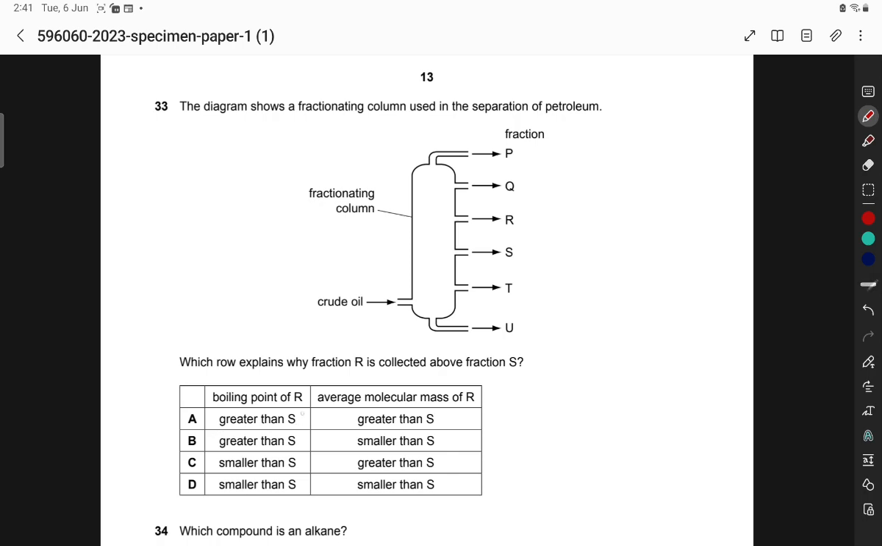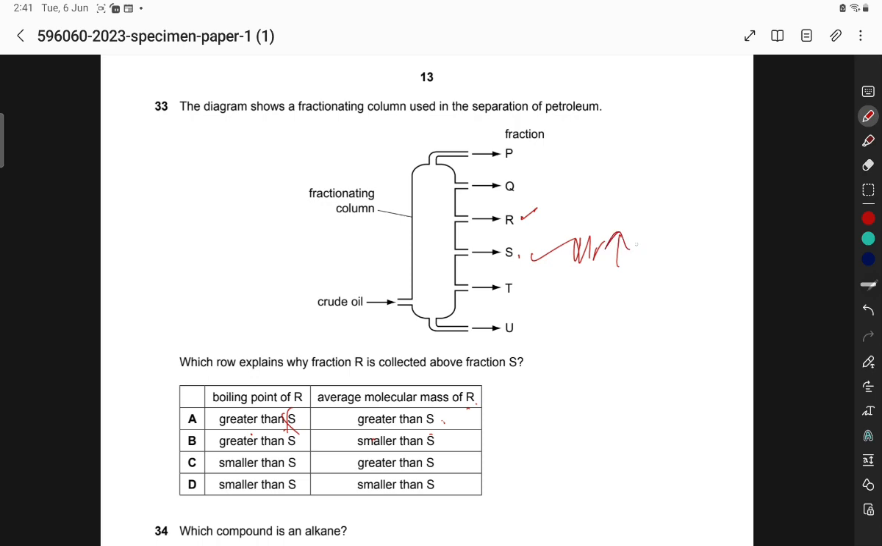Boiling point of R greater than S? No, the boiling point of R is smaller than S, so this is incorrect. Molecular mass of R is greater than S? No, R is smaller than S. Yes, it is greater than S.